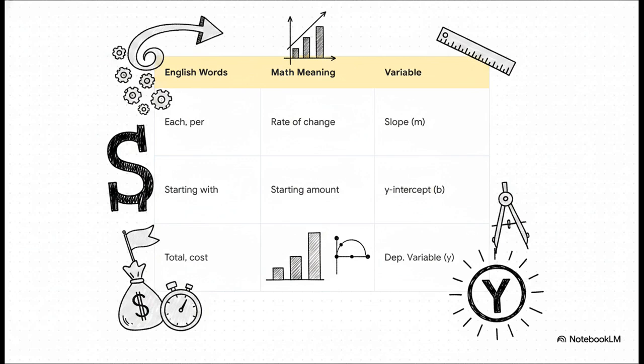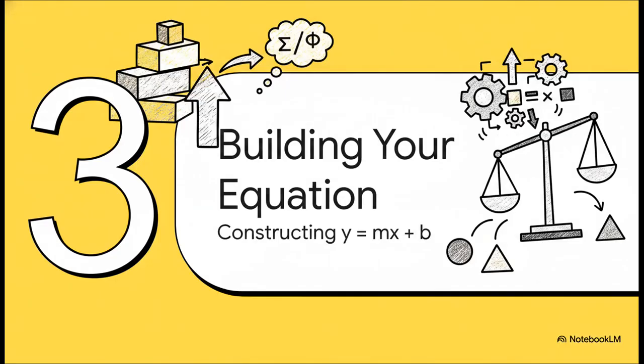Next, when you see phrases like starting with or initial, well, that's your starting amount. On a graph, that's your Y-intercept, which we call b. Finally, when a problem asks for the total, or cost, or distance, that final outcome is your dependent variable, represented by the letter y.